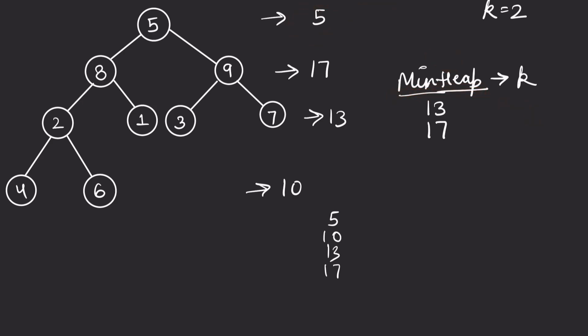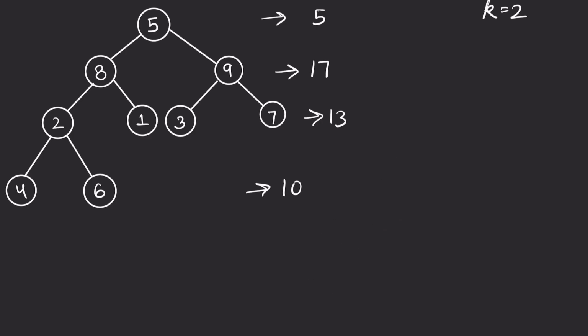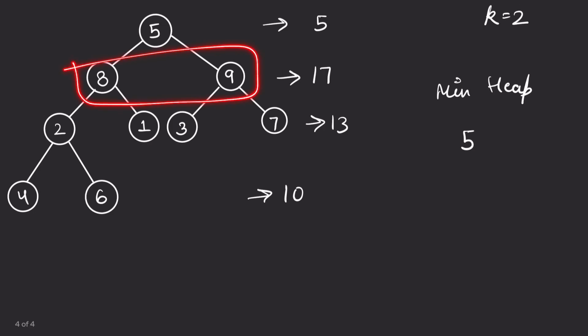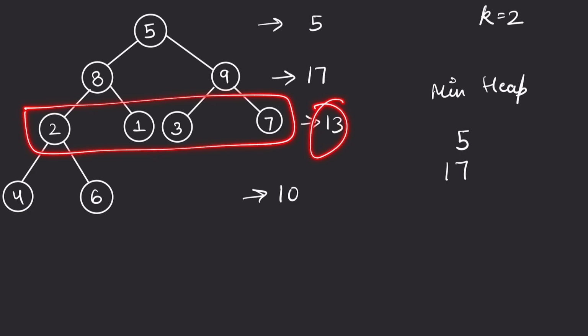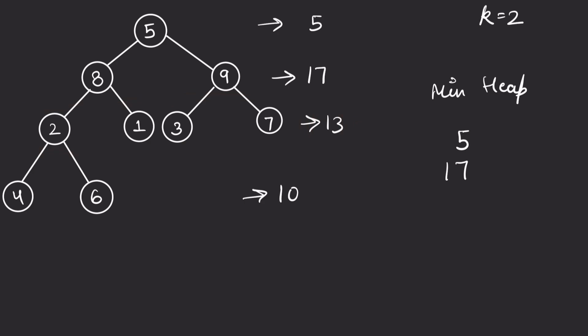So if I dry run this, first you will calculate 5, right? Then in your min heap, you will push 5. So 5 will be stored here. Then you will calculate the sum for this level, which will come out as 17. So then you will push 17. Till now, the size of our min heap is lesser than k, right? But when you calculate the sum for this level, it will be 13. Now when you push 13 inside this min heap, what will happen? 13 will come here and 17 will go here.